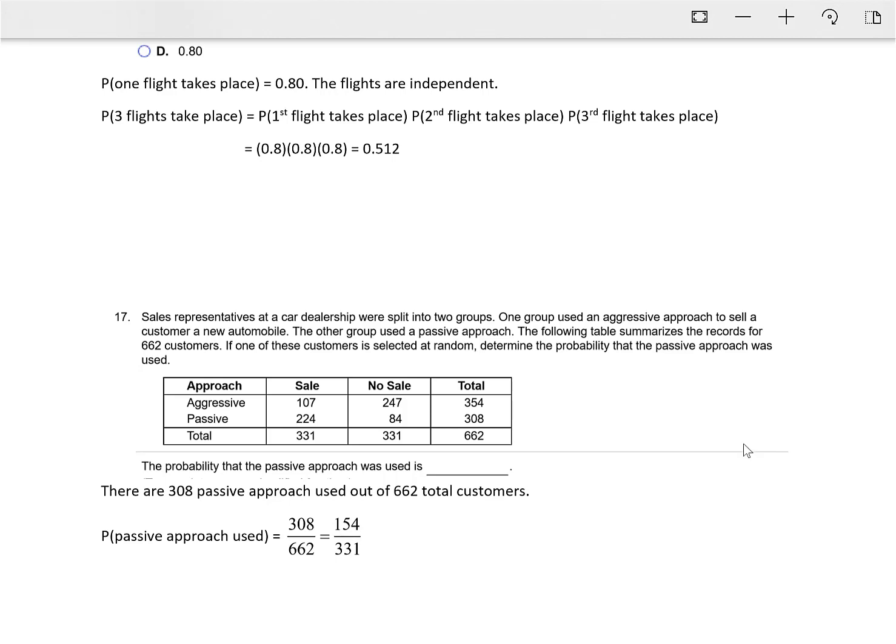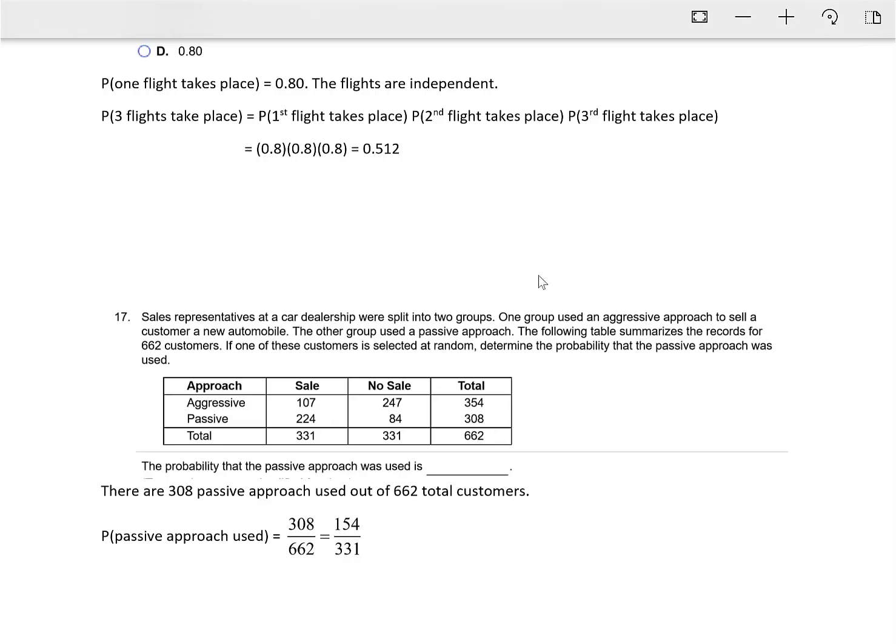Sales representatives at a car dealership were split into 2 groups. One group used an aggressive approach to sell a car. The other one used a passive approach. The following table summarizes the records for 662 customers. If one of these customers is selected, determine the probability a passive approach was used. So out of the customers here, 308 used a passive approach out of the 662. So I put that in as a fraction, and then I simplified it to 154 over 331.